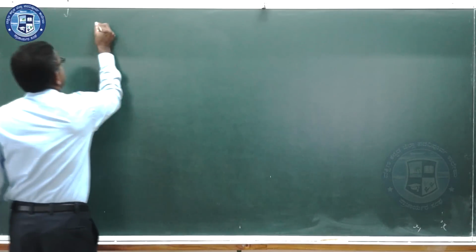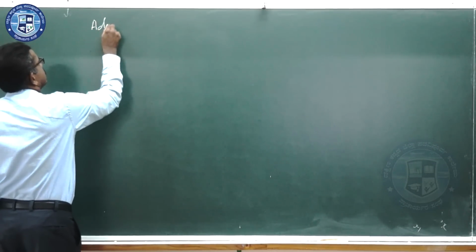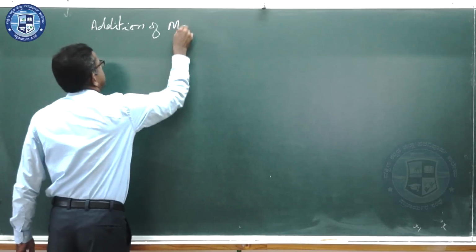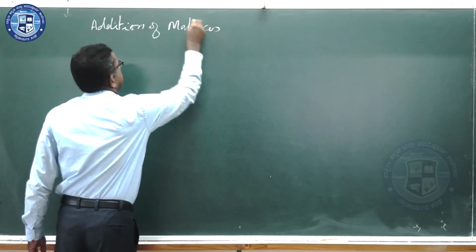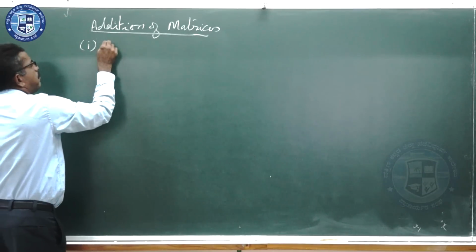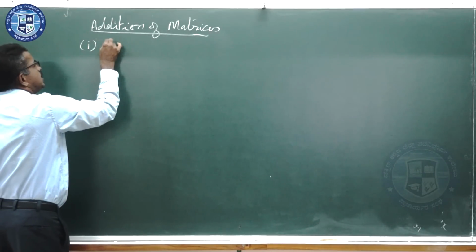So I'll first write: addition of matrices and their properties. Number one, matrix addition is commutative.